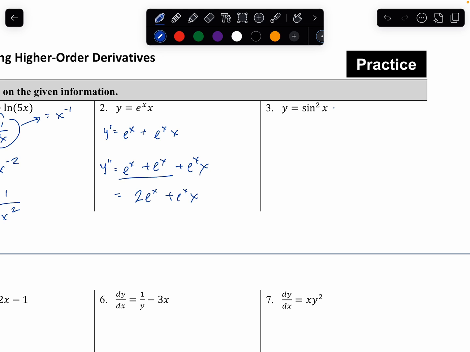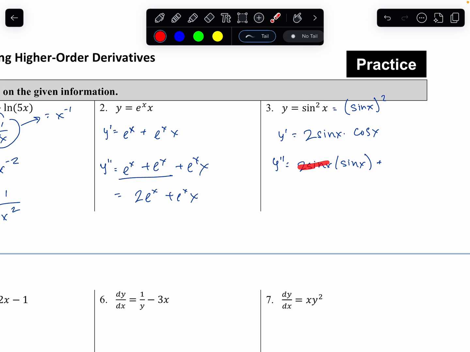I'm going to rewrite this. When I have trigs and powers, I usually like to rewrite it. So for the first derivative, that's going to be 2 times sine of x times cosine of x. So derivative of the outside, keep the inside the same, and then for the chain rule, times cosine of x. So for the second derivative, it's going to require the product rule. So I'll do the first times the derivative of cosine, which is negative sine.